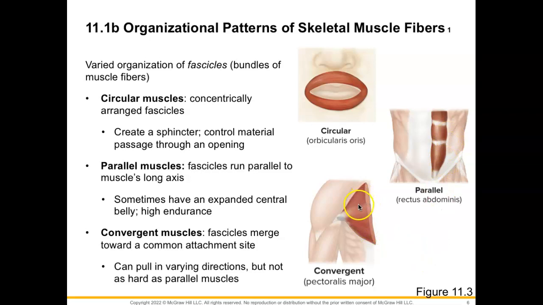And then we have our convergent muscle fibers. Here our fascicles are going to merge toward a common attachment site. So here's our pectoralis major, and all of the fibers are moving toward its tendon over here so it can reach on over and insert itself onto the crest of the greater tubercle. This can pull in a variety of directions, but not as hard as our parallel muscle arrangement.